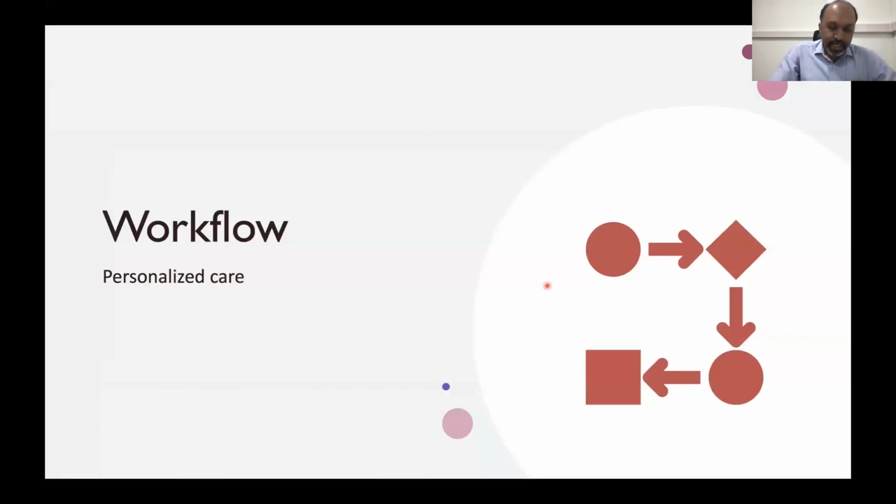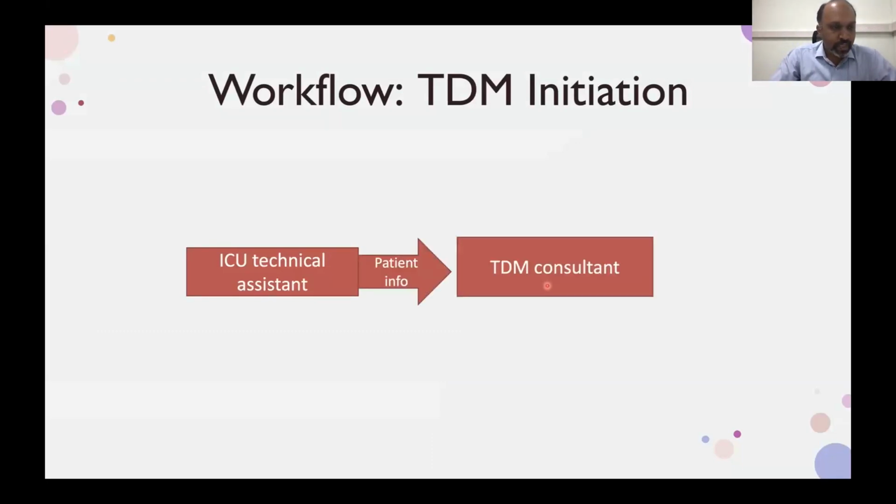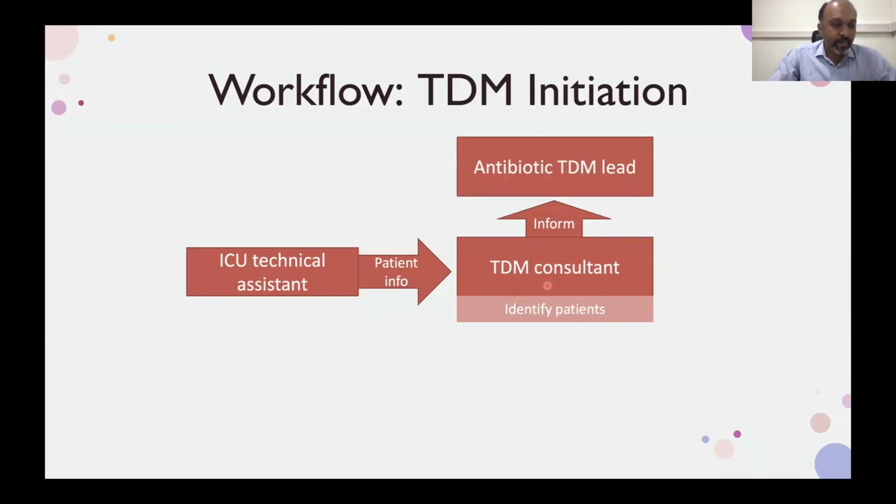We have not initiated active TDM for all patients admitted in critical care units, but we have initiated discussions towards implementing model-informed precision dosing for routine patient care. And here is the planned workflow for personalized antibiotic care. The ICU technical assistant provides patient information, which includes dosing regimen and dose timings of antibiotics in real time to the antibiotic TDM team. The TDM consultant goes through this information and identifies patients who need TDM of antibiotics. And this is informed to the antibiotic TDM lead, and the ICU registrar is contacted to discuss the case.